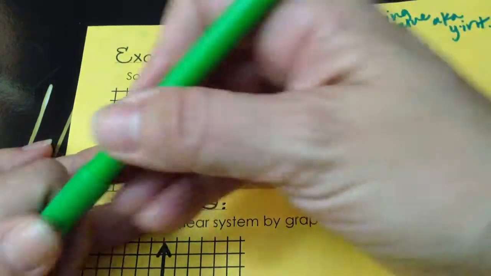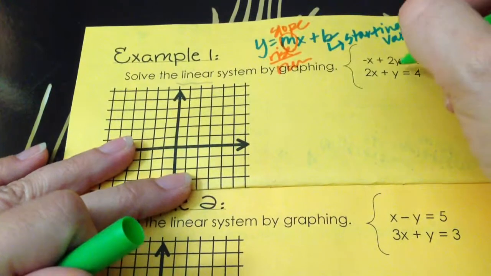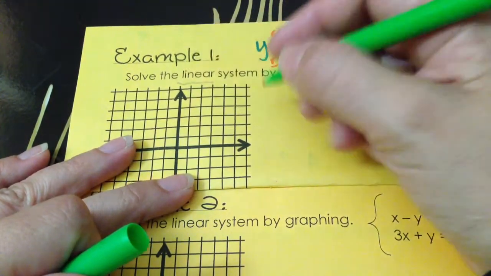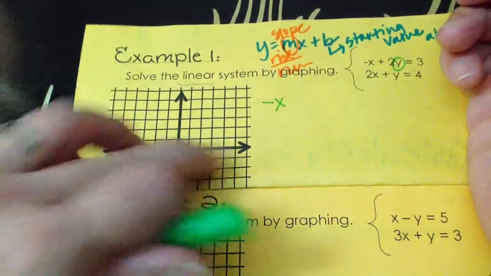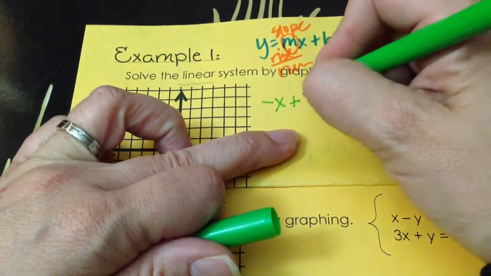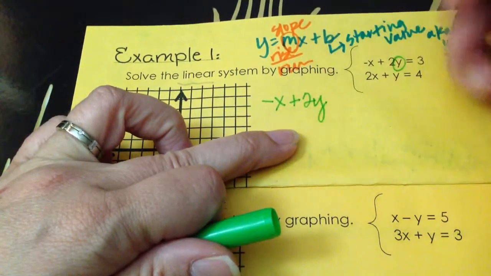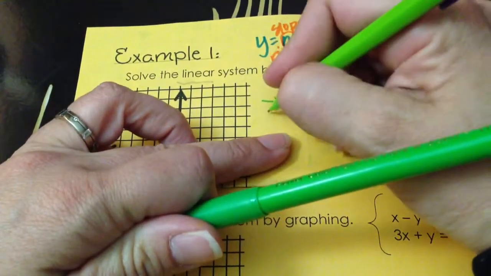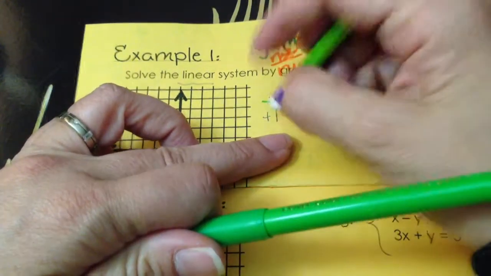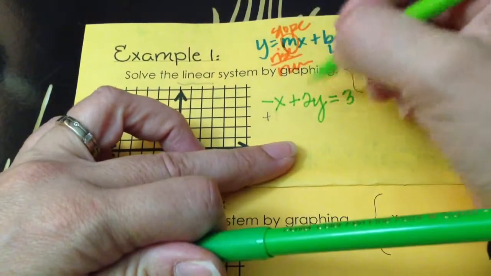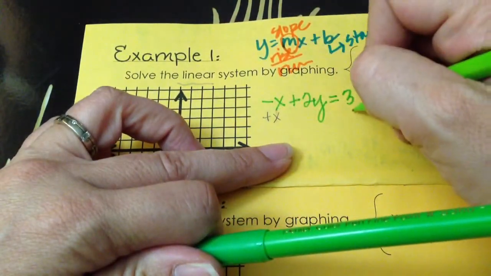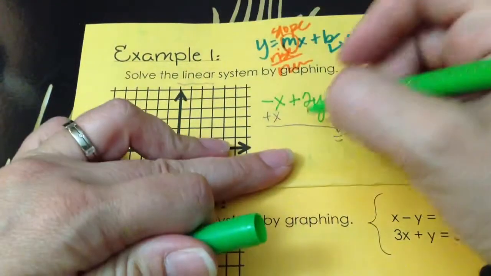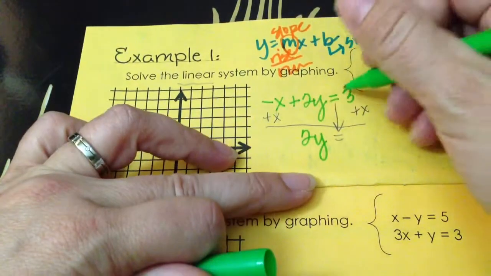First thing I'm going to do is put these into slope-intercept form, which means I want to solve for y. This is part of the reason we've been doing our work with literal equations, because we want to be able to manipulate these linear equations into a form that's easy for us to graph. If I'm going to solve for y, the first thing I'm going to do is add x to both sides of my equation. Bring my equal sign down. I'm going to have 2y equal to 3 plus x.